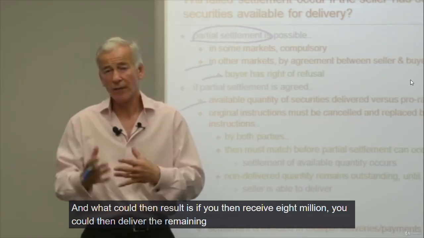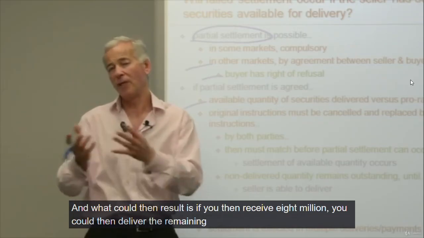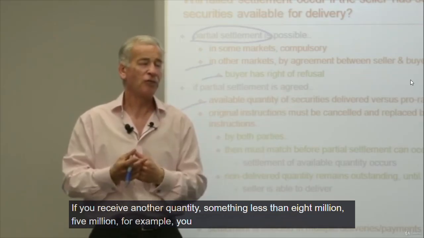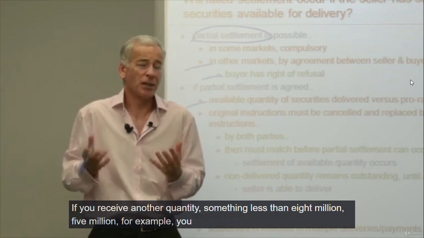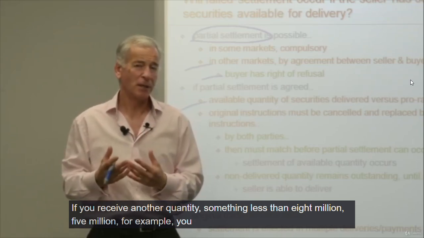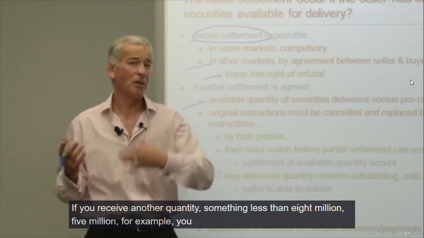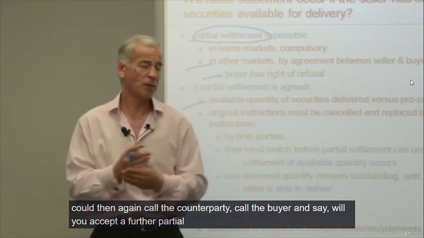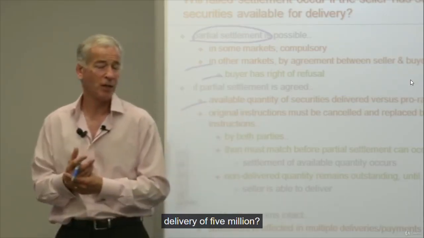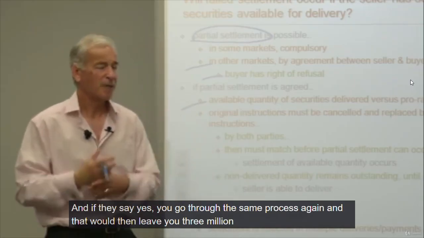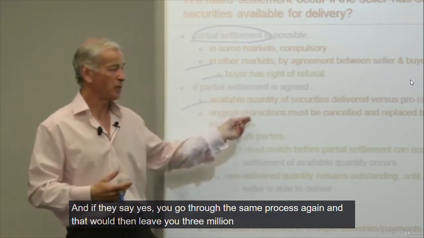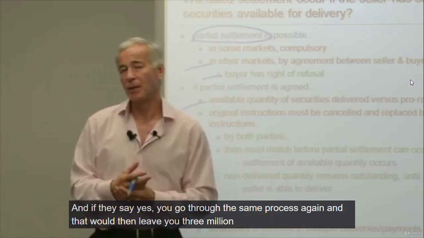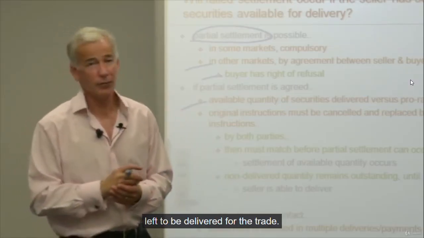And what could then result is, if you then receive 8 million, you could then deliver the remaining 8 million. If you receive another quantity, something less than 8 million, 5 million for example, you could then again call the counterparty, call the buyer, and say, will you accept a further partial delivery of 5 million? And if they say yes, you go through the same process again, and that would then leave you 3 million left to be delivered for the trade.